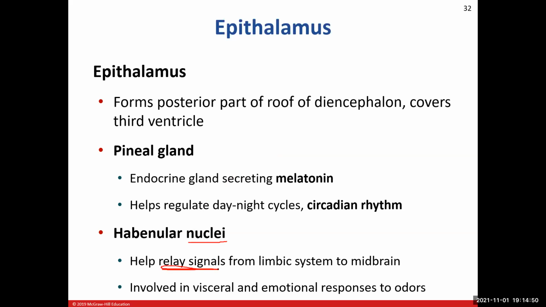signals. So the habenular nuclei is going to be this area which we're going to relay signals from the limbic system. That's the emotional system. We'll talk more about that later, not today, right? To the midbrain. That is a part of your brain called the brainstem. The midbrain is one of three parts of your brainstem. And basically, the habenular nuclei is going to play a role in visceral and emotional responses to odors.